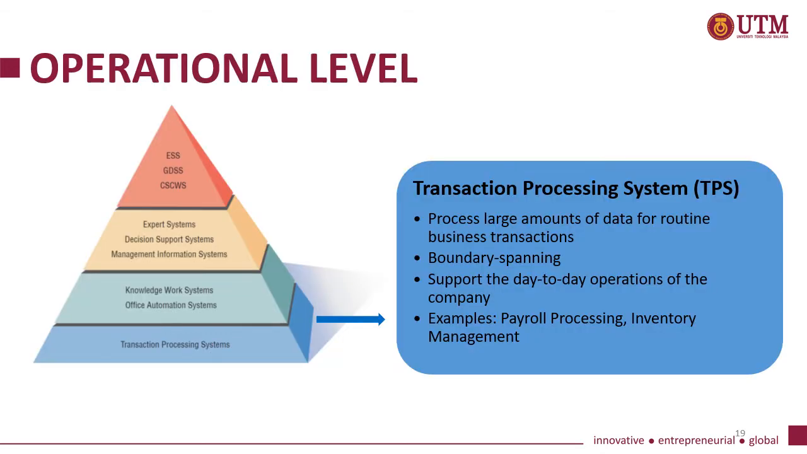In operational level, we have transaction processing systems. This system processes a large amount of data for routine business transactions. It is boundary spanning. It supports the day-to-day operations of the company, for example, payroll processing and inventory management.